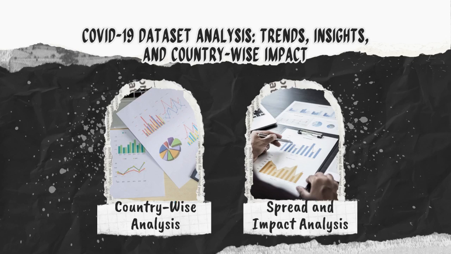And the last one is spread and impact analysis. Finally, let's analyze the spread and impact of the virus. We've calculated total confirmed cases, average, variance, and standard deviation, giving us a comprehensive understanding of the virus's spread. We've also visualized death cases per month and recovered cases per month, showing the severity and recovery trends.